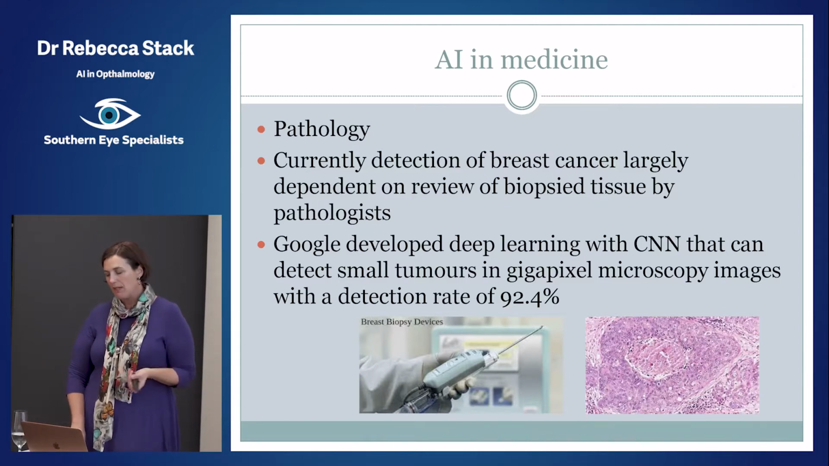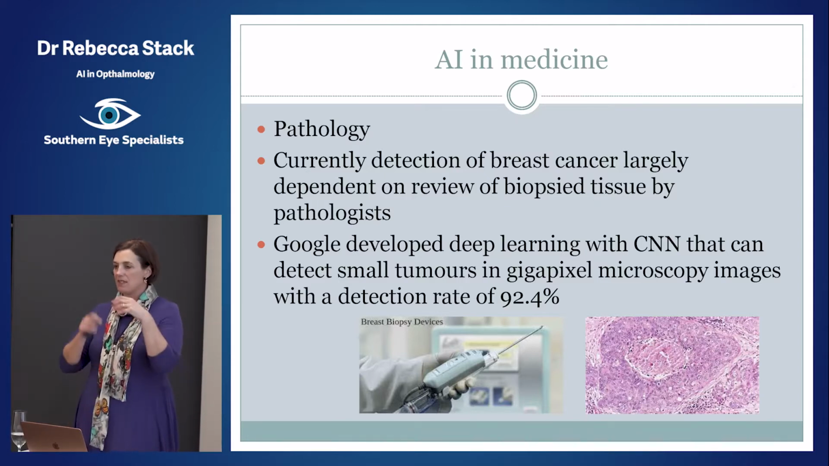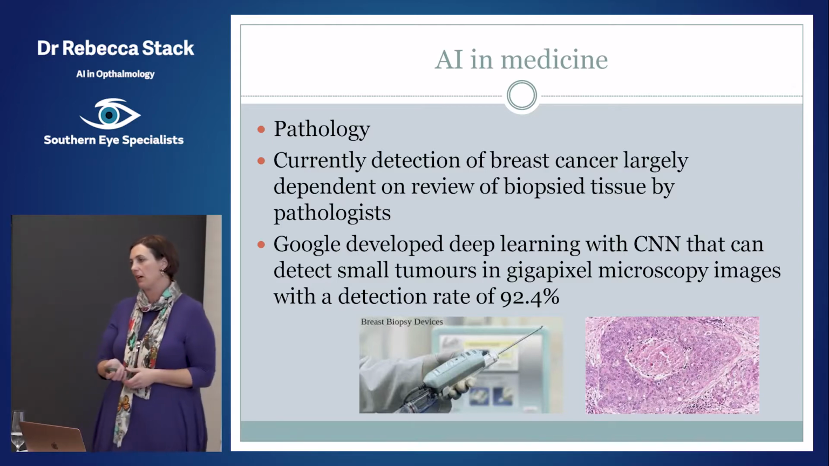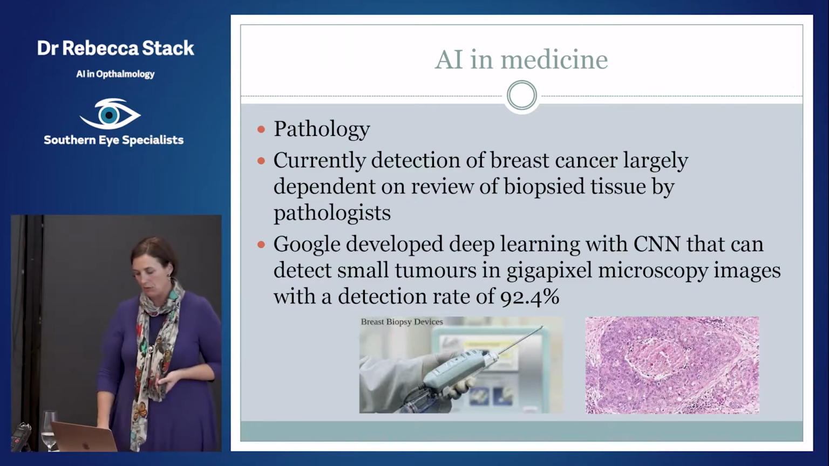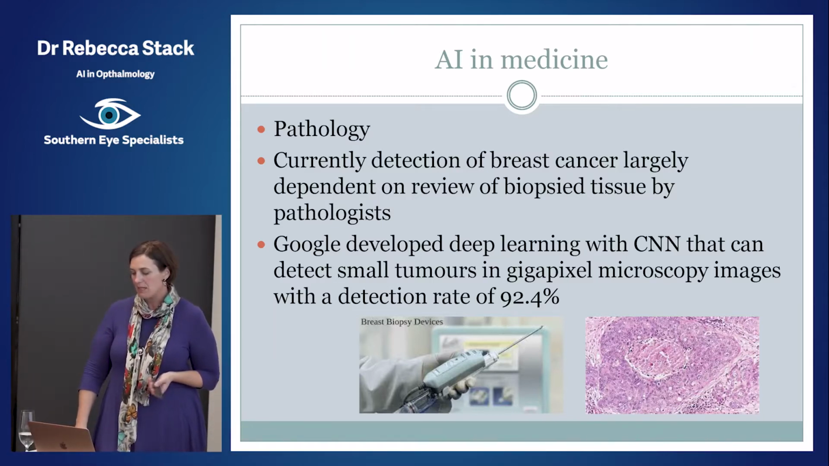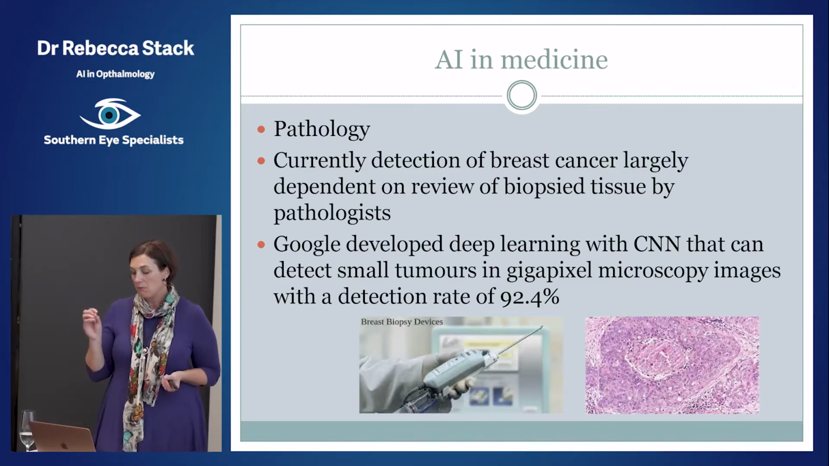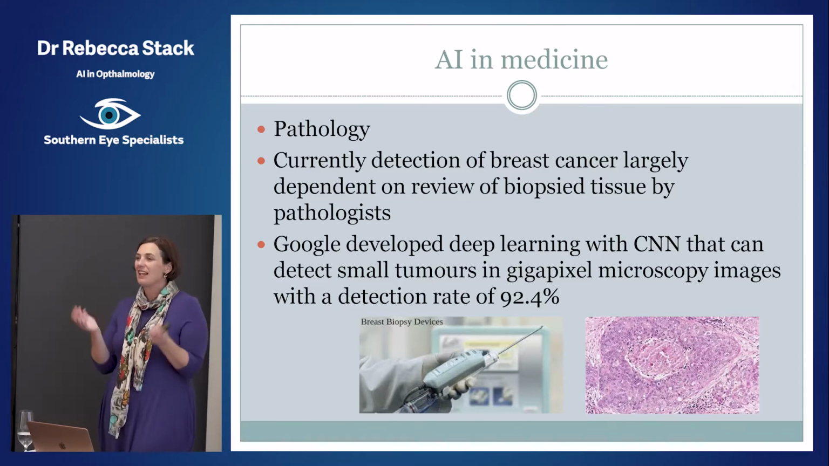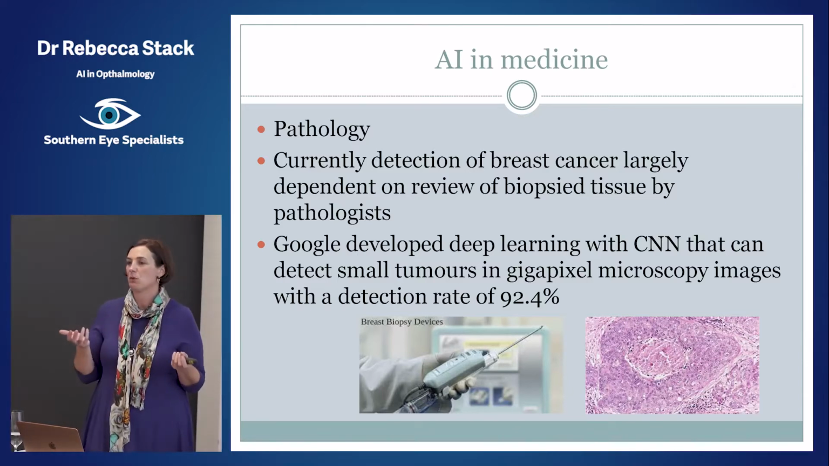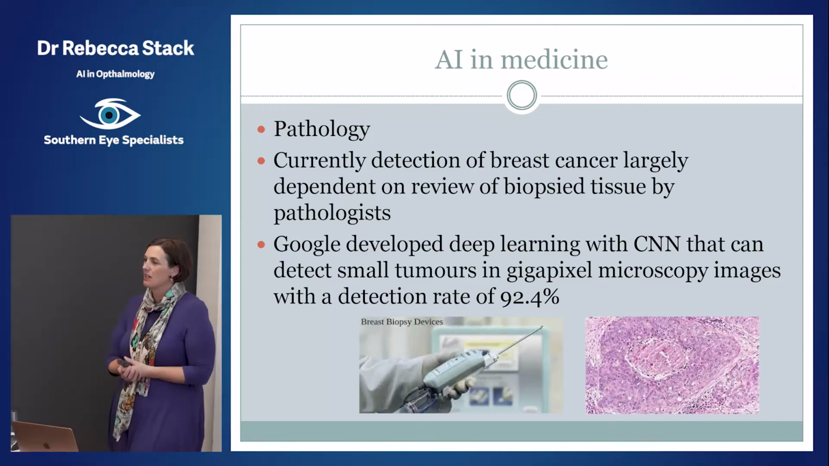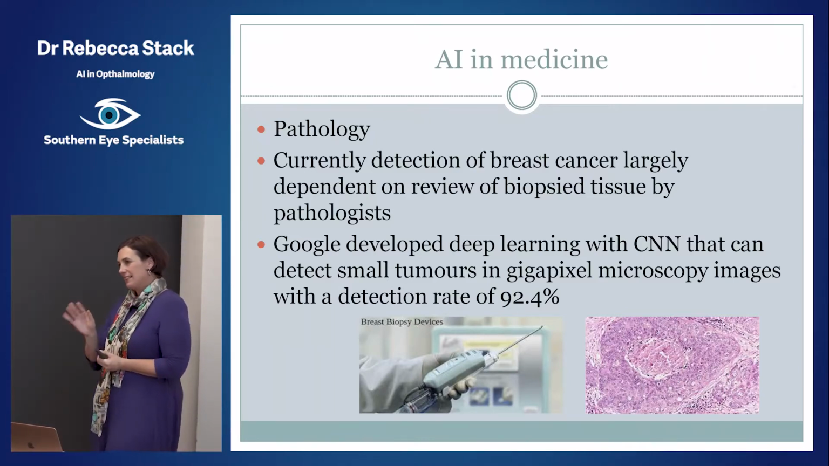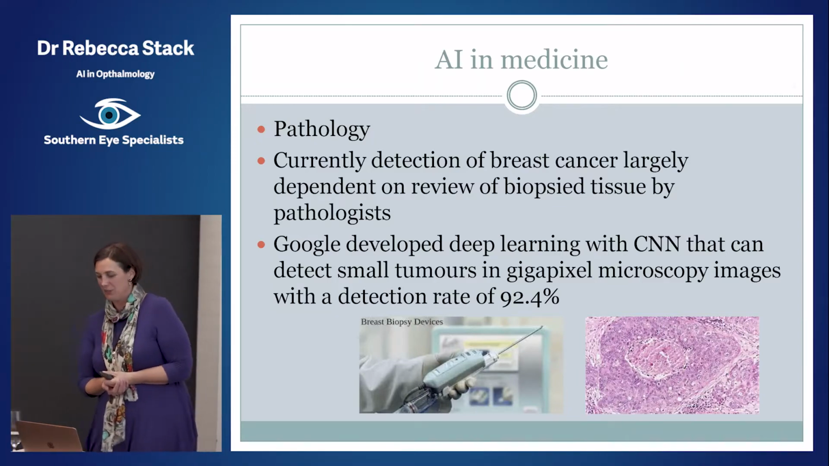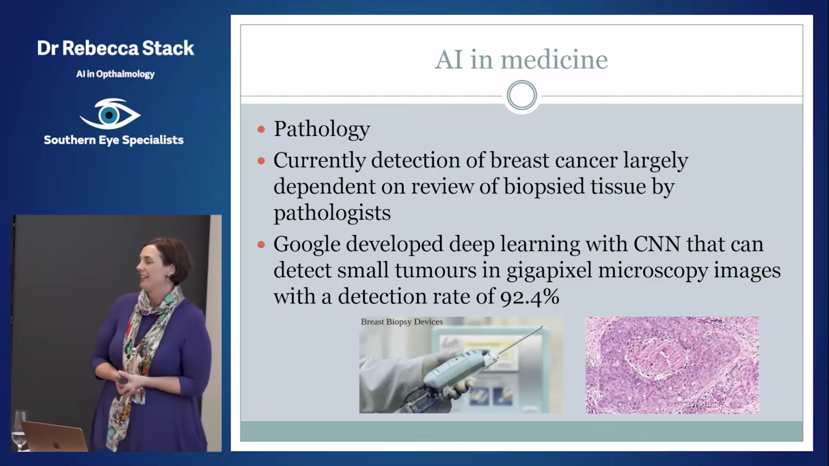So at the moment, if you've got breast cancer, you need to go and have a biopsy. They take a piece of tissue, they put special stains through it, they process it, and they look at it down a microscope to try and detect that malignant tissue. So Google has developed this deep learning program that can detect small tumours in the microscopy images with a detection rate of 92.4%. So this is getting up into the levels that we feel a bit more comfortable with. 92.4% of the time you're getting the breast cancer. Shame if you're the 7.2% that got it wrong.